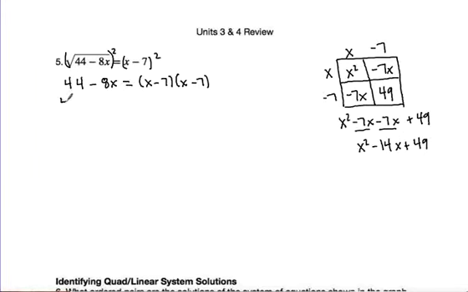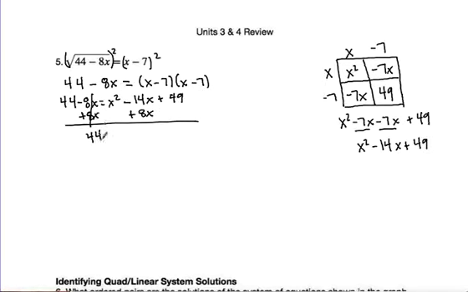So now on the left side, we have 44 minus 8x equals x squared minus 14x plus 49. So now we've got x's on both sides. We're going to go ahead and get all of our x's to one side. So I'm going to add 8x to both sides.